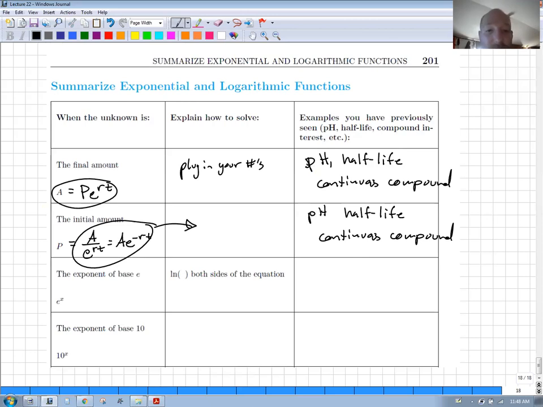All right, exponent of base e: you take the natural log of both sides of the equation. Same example. Exponent of base 10, you take log base 10 of both sides. Typically you won't see that in many of those. You can see it in half-life.